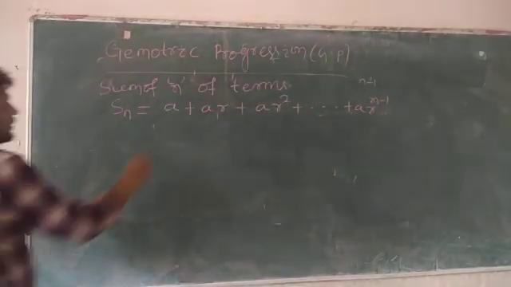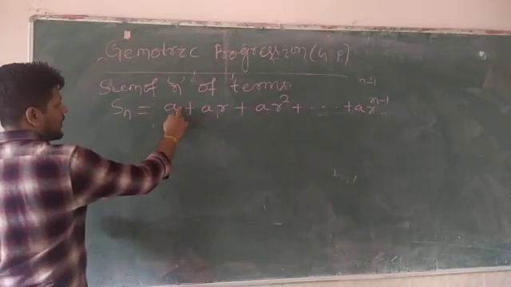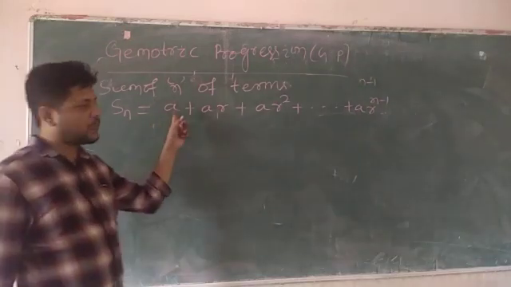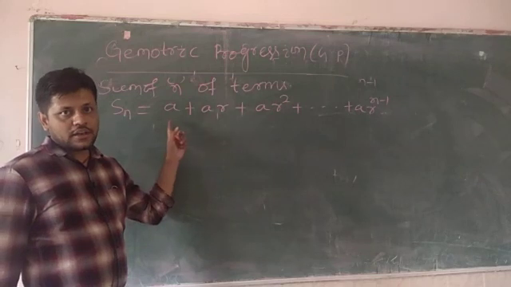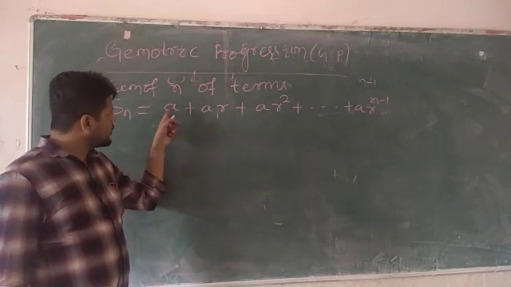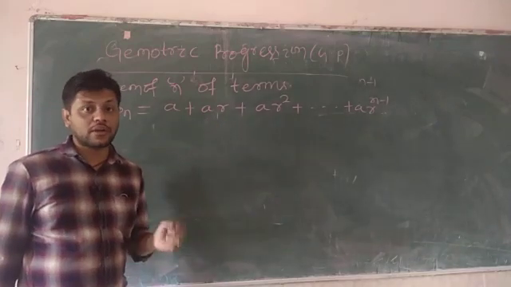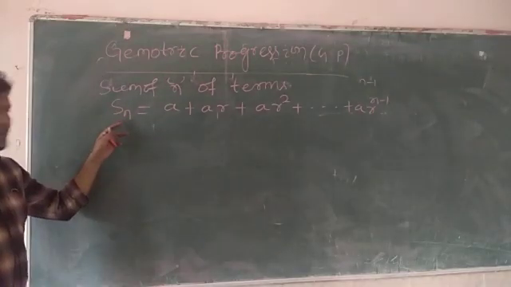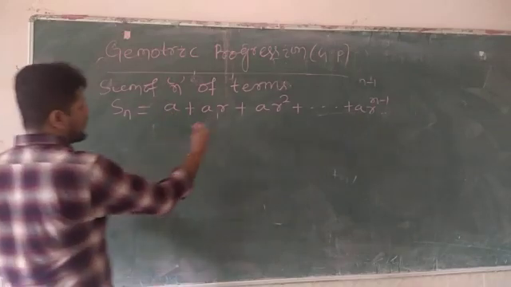So we can see here a into r to the power n minus 1. Here a means a into r to the power 0. Something to the power 0 is always 1, and 1 is multiplied with a, that becomes a. So the series starts from r to the power 0 and ends at r to the power n minus 1, that is 0 to n minus 1. So we have n terms. That's why I have written the sum of n terms, denoted as Sn. Here the common ratio is r.